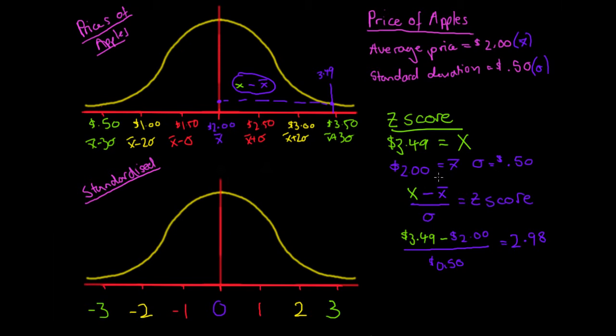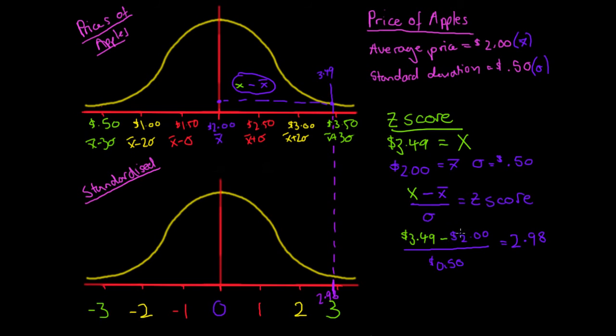What we can then do is have a look at how this compares to our observation on our price of apples curve versus our standardized curve. If we were to just plot this down, and trace this $3.49 down, we would expect it to be just less than 3 standard deviations away, because it's just less than 3 standard deviations way up here. So because it's come out to be 2.98 standard deviations, we know that the z-score for $3.49 is going to be 2.98.